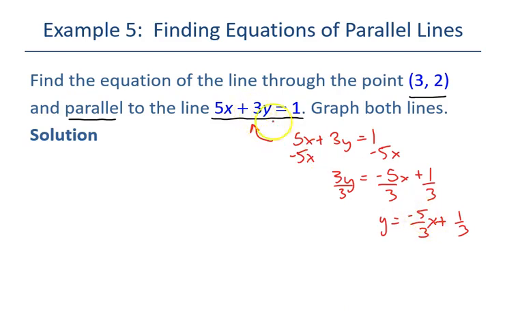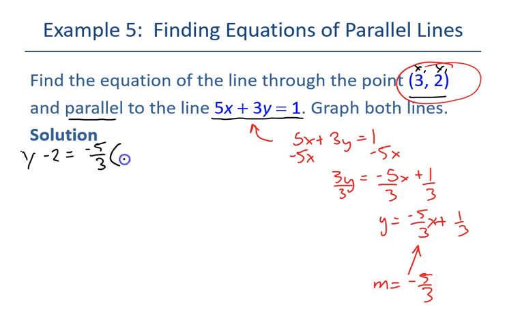Now I need to create a new equation. I have a slope for that new equation, and since it's going to be parallel, I want to make sure it's the same slope. So I have the slope that I need right now, -5/3. Now let's plug it into our point-slope form. I'll do that in black. I've got this x1, I've got this y1, so let's do y - 2 = -5/3 times (x - 3).